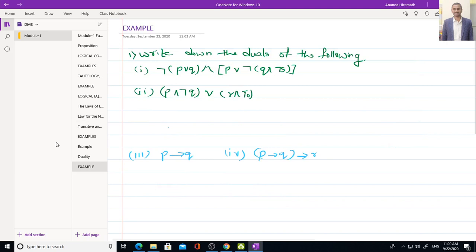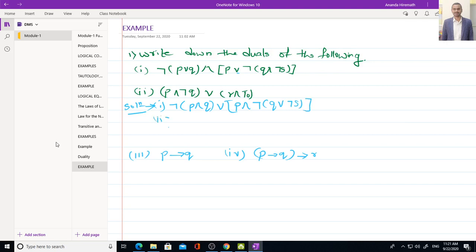Now the question will be like, write down the duals of the following. We have these two examples here. Let me solve the first one. It is a very simple example, just write the dual of this. Now let us consider the solution for the first question. So not as it is, P, instead of OR write AND, Q as it is. Then again instead of AND you write OR. Then P as it is, instead of OR we should write AND. Not as it is, then Q as it is, instead of AND we should write OR. Not. Yes, this is the dual of the first example.